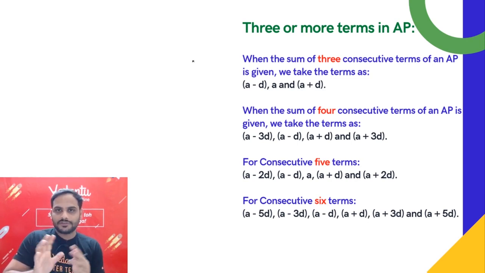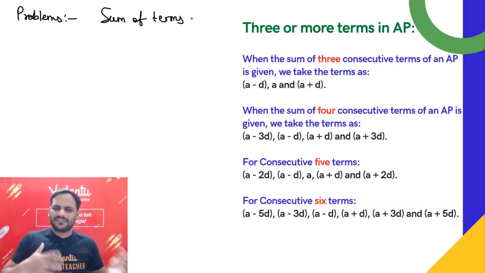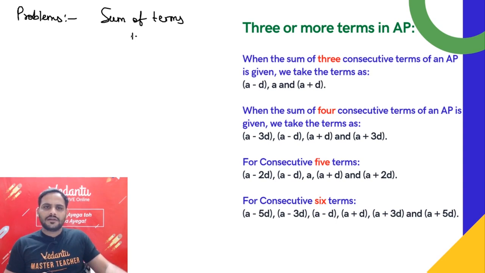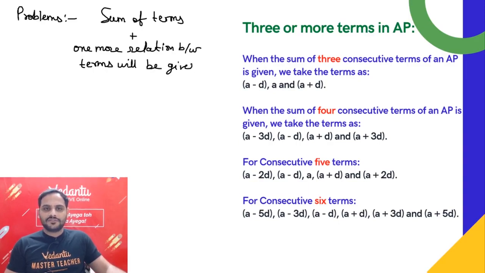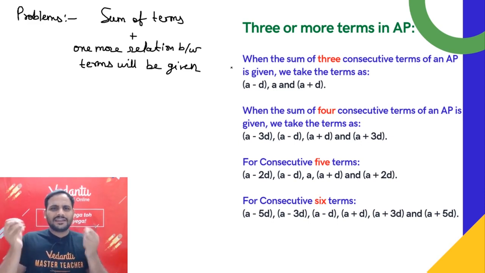One more thing you need to understand is that there are some problems in which the sum of terms will be given: sum of two terms, three terms, four terms, five terms, six terms, like that. And one more relation between the terms will be given. I can give their product, I can give their ratio, something, so that I can get two equations.